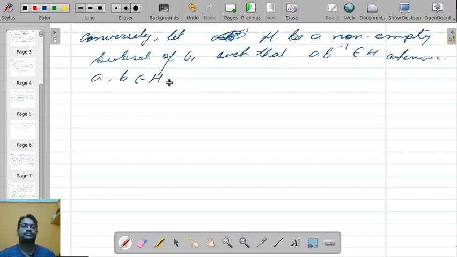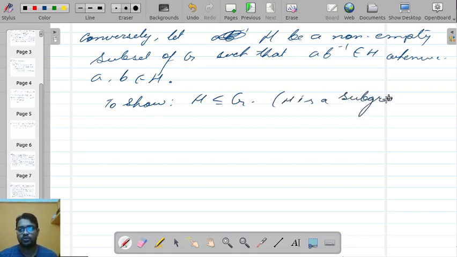Okay, we have to show that H is a subgroup. To show H is a subgroup of G, H less than or equal to G, the meaning of this is H is a subgroup of G. So let us try to prove it.